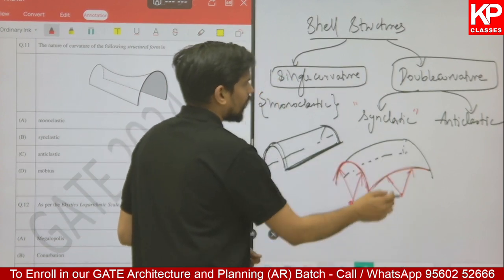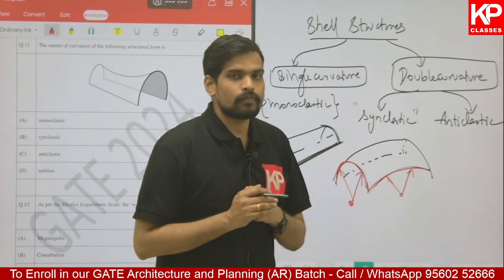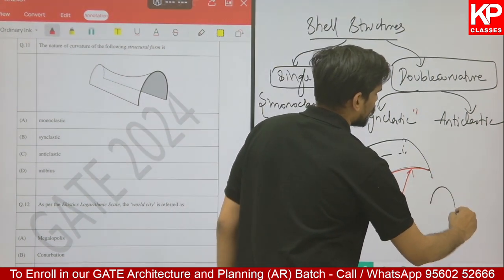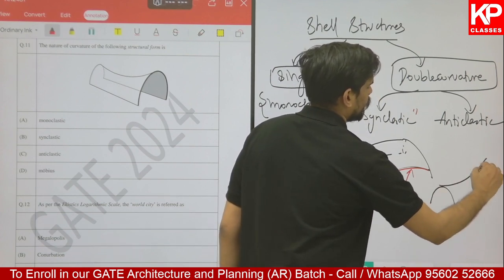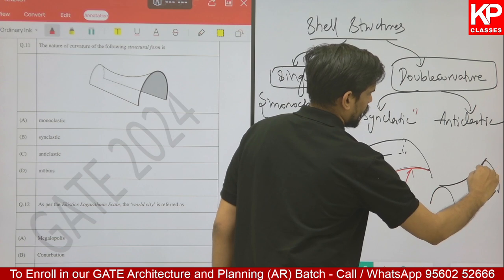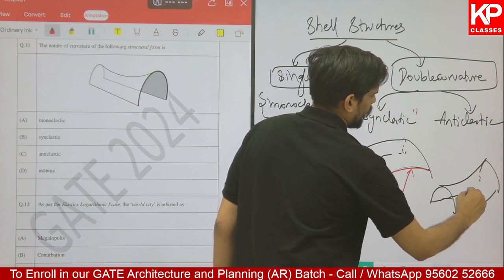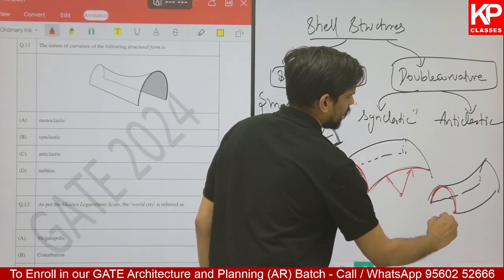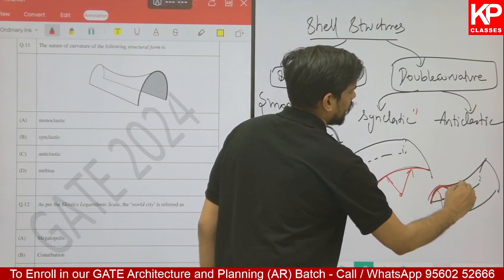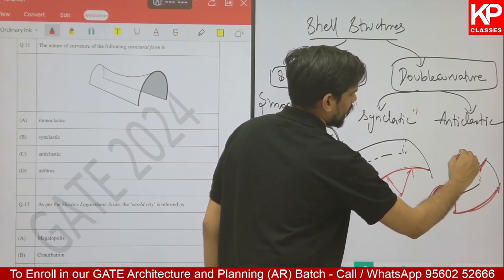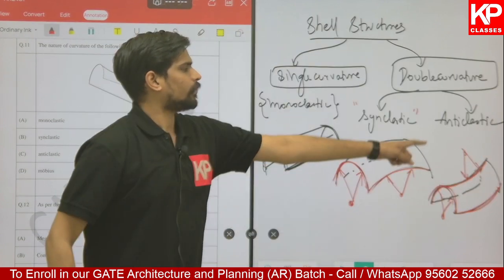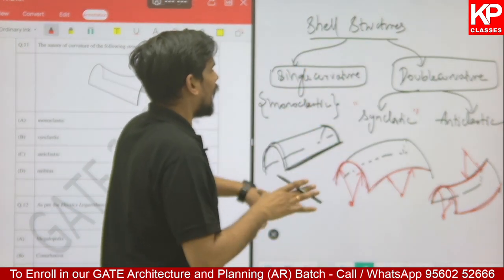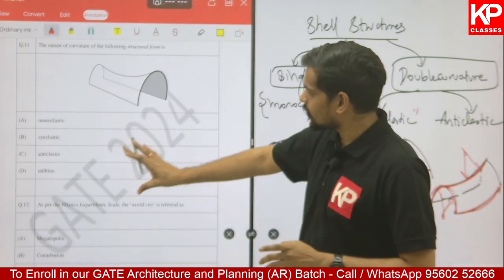On the other hand, a double curvature shell structure which has the centers of curvature on opposite sides is referred to as an anticlastic form, something probably of this profile. If you look into this particular form, the center of curvature for this particular curve is on this side, and the center of curvature for the other orientation is on the opposite side, on the top. That's referred to as an anticlastic shell structure. So shell structures can be broadly classified into these types. That's a basic classification of shell structures, and this question is related to that.